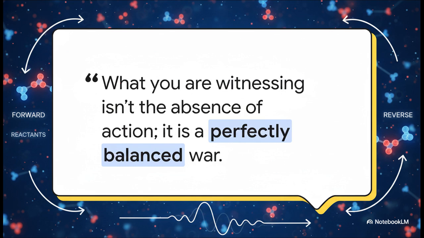We usually think of chemical reactions as a one-way street, a start and a finish. But most reactions are actually two-way highways. Reactants become products, and products turn right back into reactants. When they do this at the exact same rate, they hit what we call dynamic equilibrium.